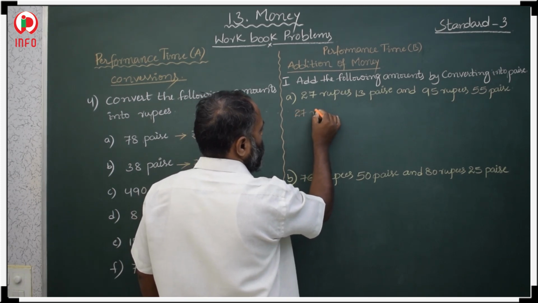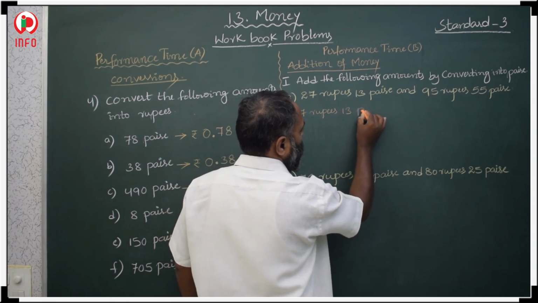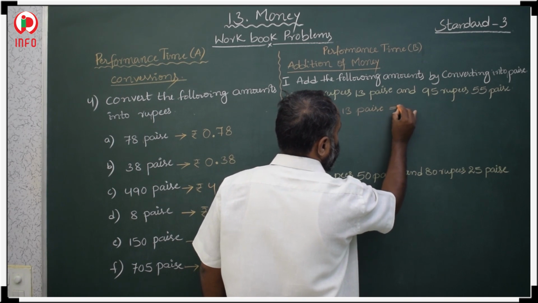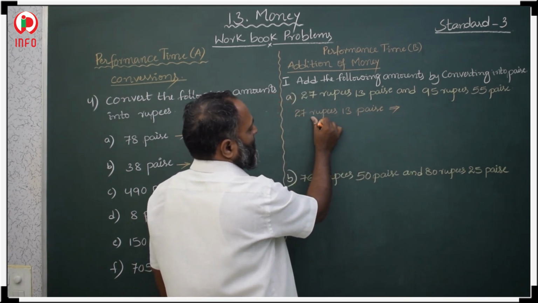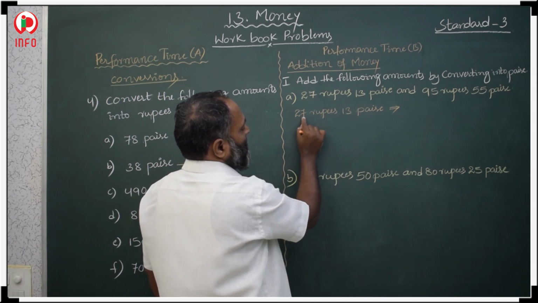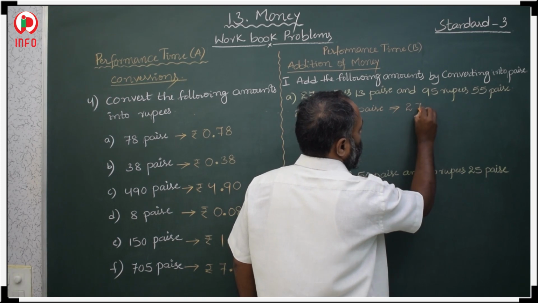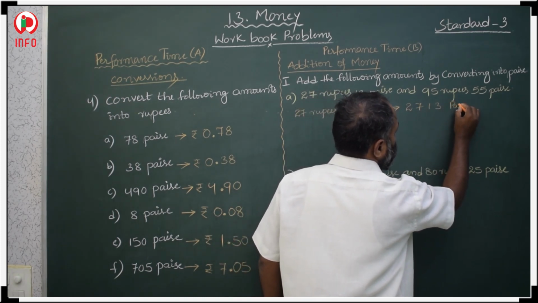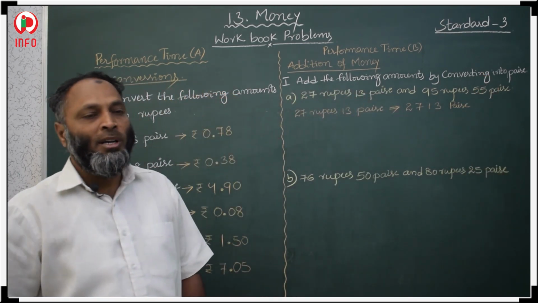27 rupees 13 paisa. How to convert? Just remove this rupees, and you will get 2713 paisa. Then that is converted into paisa.